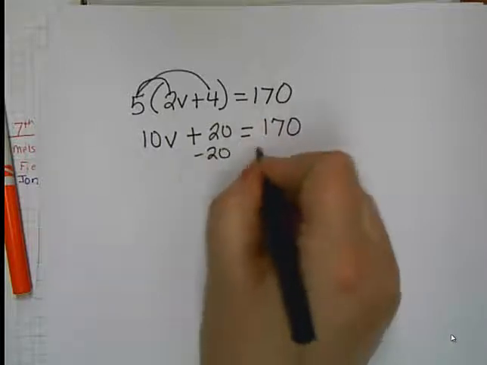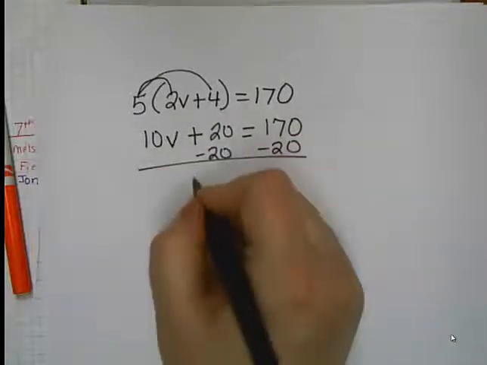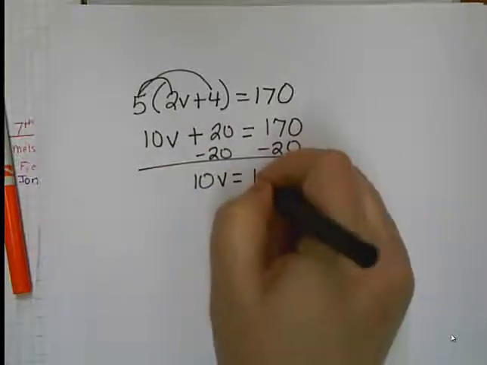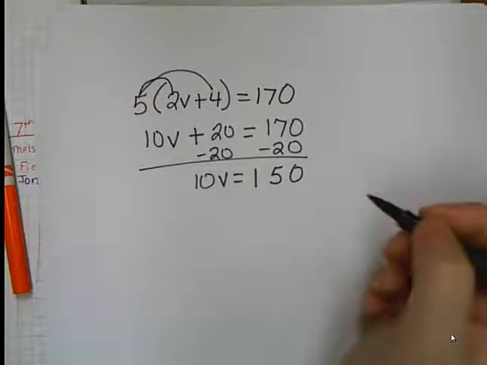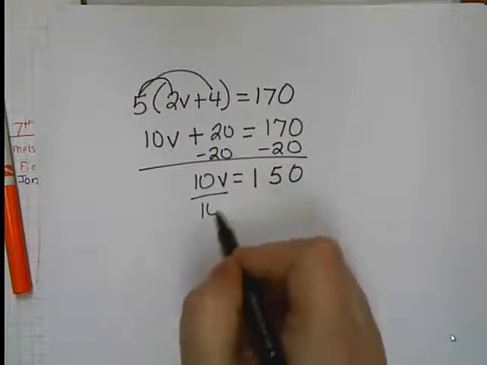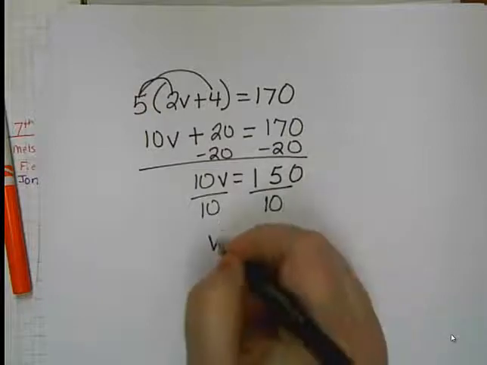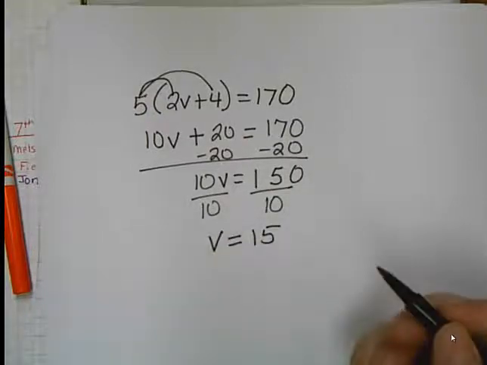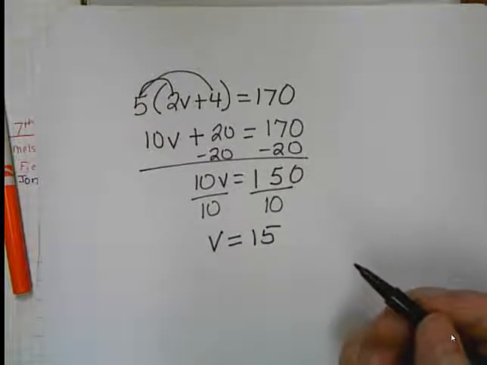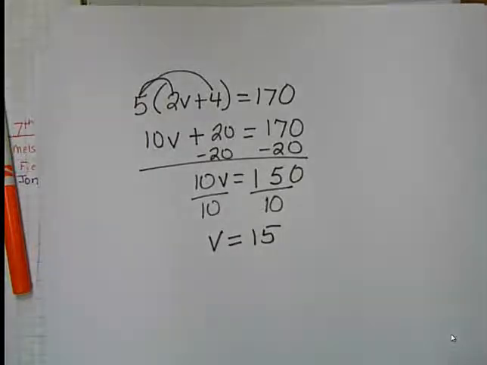Subtract 20 from both sides. 10b equals 150. Divide both sides by 10, and b equals 15. All right, go ahead and hit pause and work that out. Copy it down, actually.